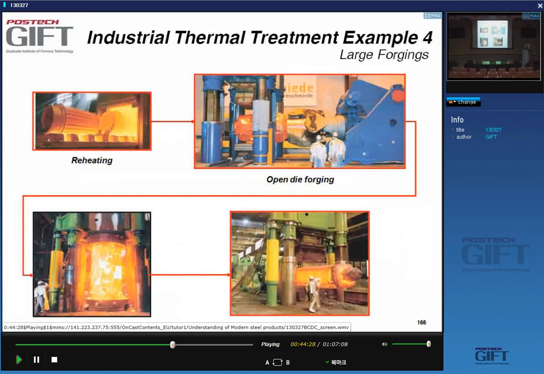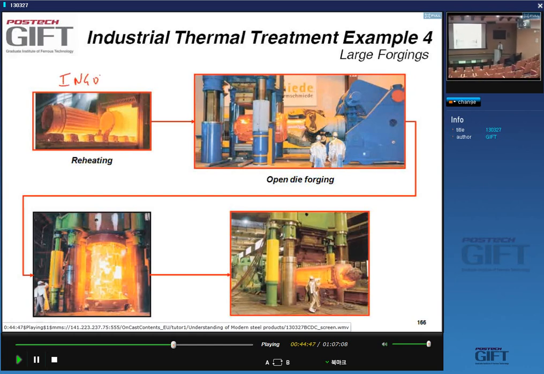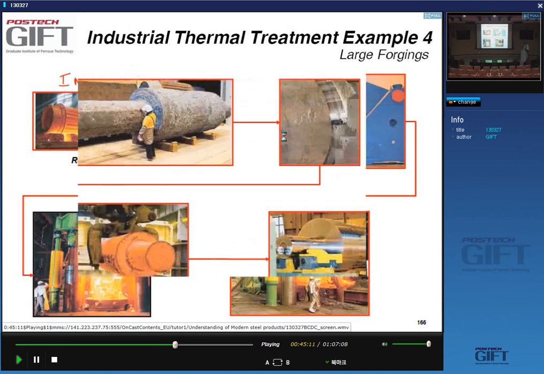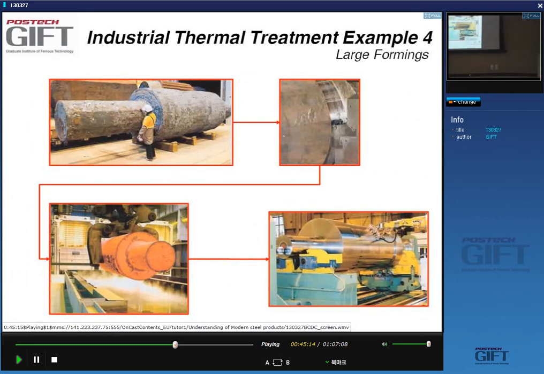Even for these very large forgings, such as the one of the example shown here, they will very often go to complex heat treatments. Here you can see the ingot cast steel being reheated, so that you can forge it with open die forging, which can be carried out in multiple steps till you have a basic rough shape of the part.